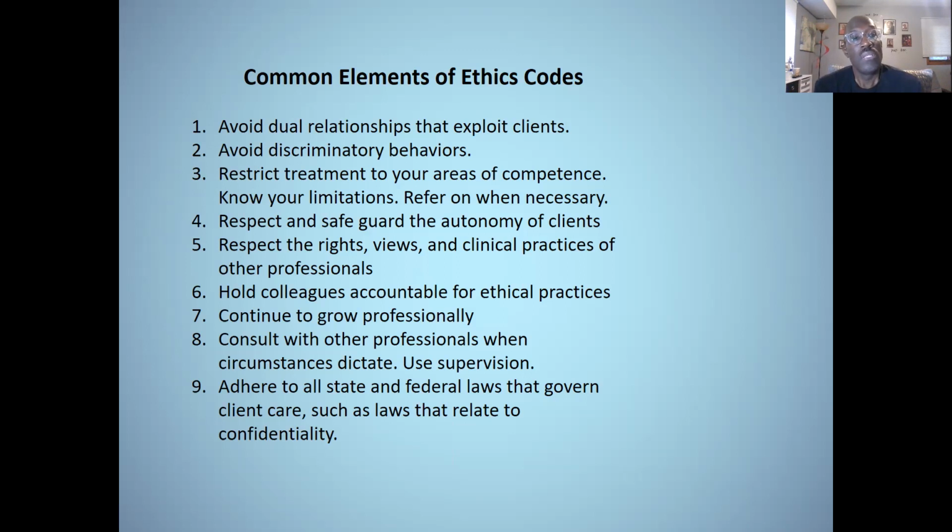Again, respect the rights, views, and clinical practices of other professionals. So our job isn't to get in and tell the doctors and the psychiatrists what to do, but to stay in our own lane. Hold colleagues accountable for their own ethical practice. This can be very tough in the small professional community in which we work. But if people are operating outside of the bounds, it's your responsibility to say, no, not okay, we can't do that. May not make you a lot of friends, but it's going to keep you performing in an ethical manner.